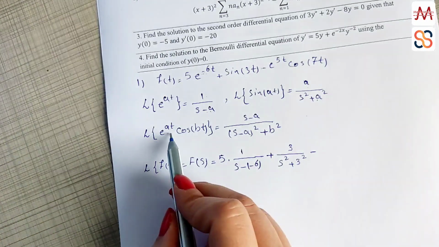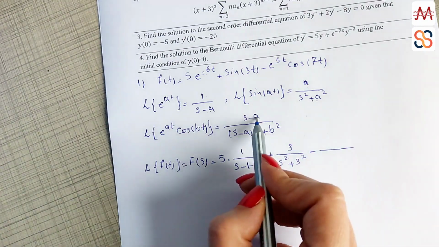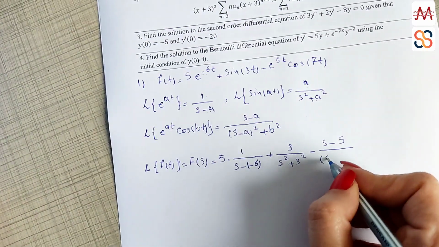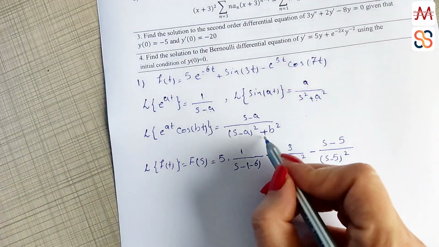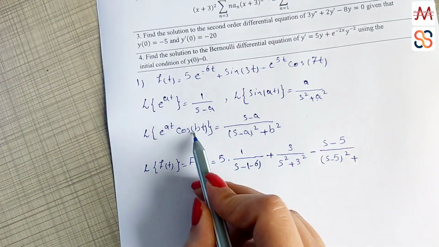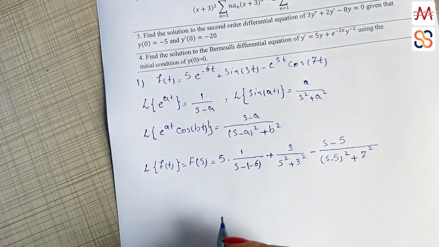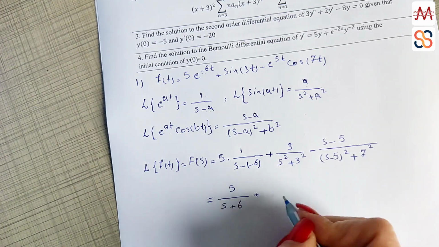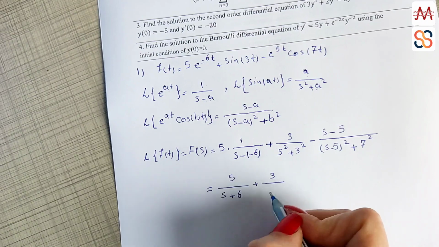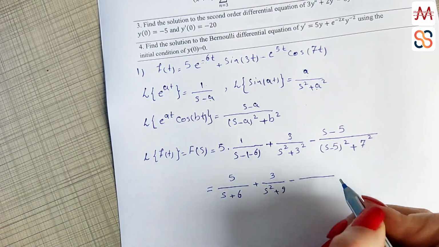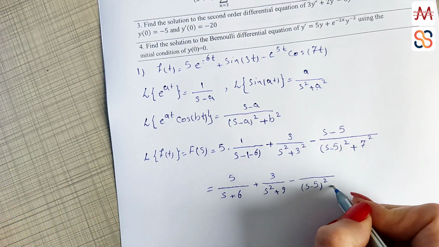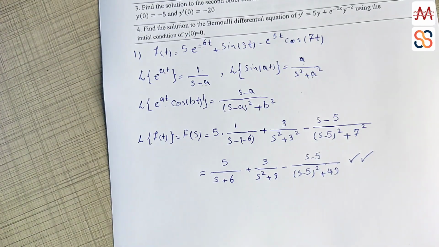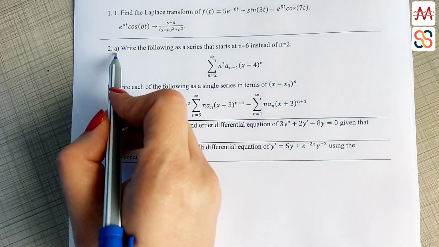minus the Laplace transform of the last term, that is s minus 5, because a is 5, over s minus 5 squared plus b is 7 squared. Now let's simplify and finalize the answer. 5 over s plus 6 plus 3 over s squared plus 9 minus s minus 5 over s minus 5 squared plus 79. Now let's solve the second example.